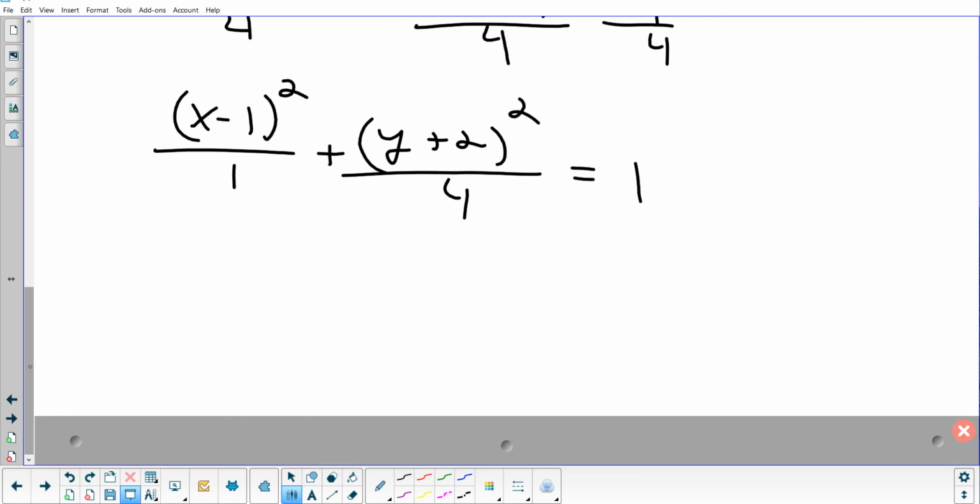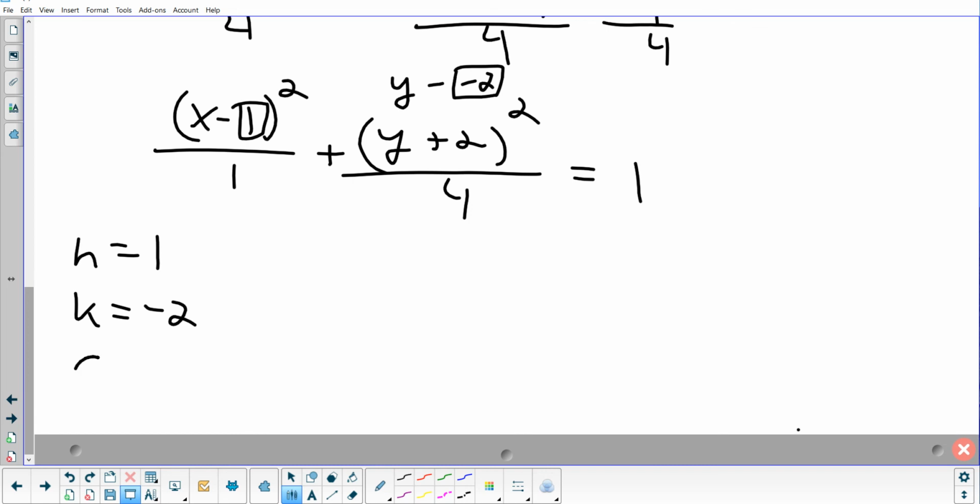All right. So, let's start with h and k. What's h? 1. What's k? -2. Right? Because it'd be y minus, and then it would be what's in the box after the minus sign. So there's your h. There's your k. What about a? 2. B. Yep, we know that one. 1.